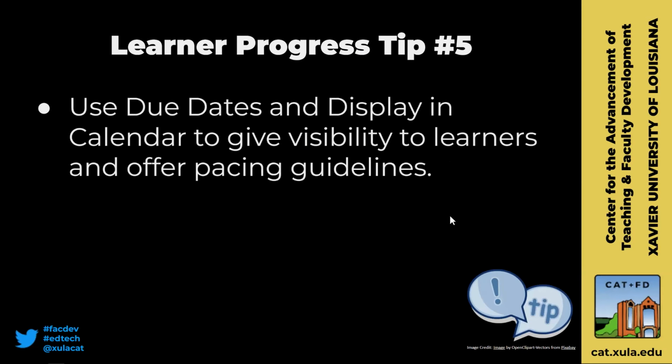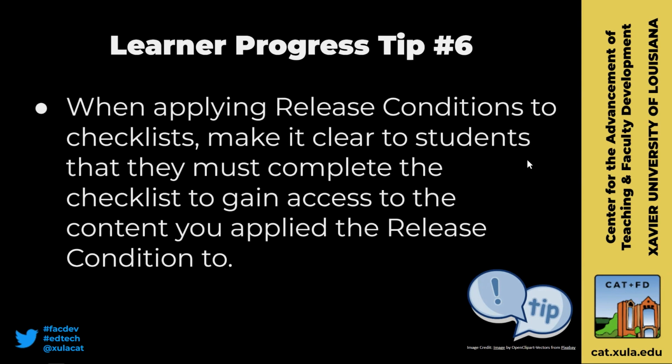Learner progress tip number 5, use due dates and display in calendar to give visibility to the learners and offer pacing guidelines, right? Tip number 6, when applying release conditions to checklists or anywhere really, make it clear to the students that they have to complete this checklist to gain access to content that you apply the release condition to, because they're not going to know. So you really need to, in your own way, give them that information to let them know that you have to do something in order for this to be released to you.